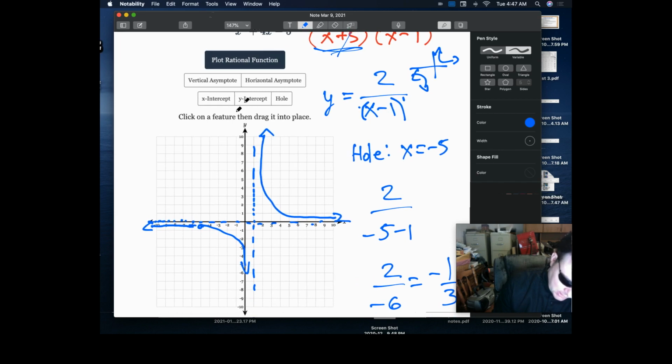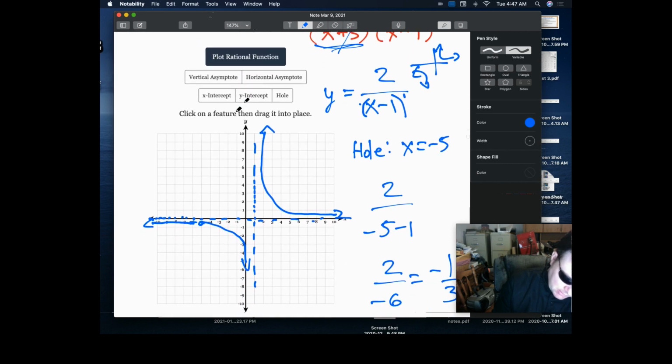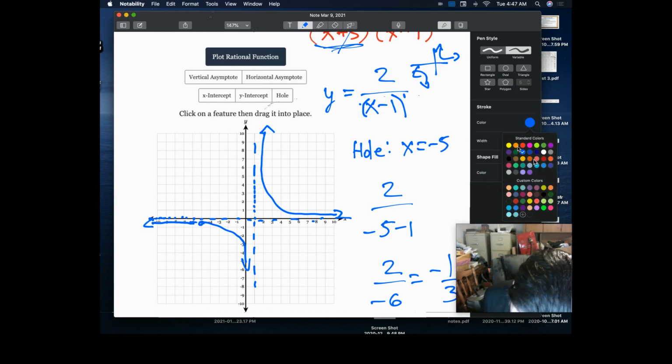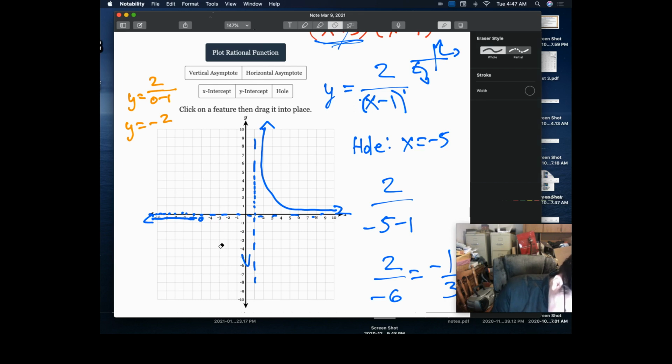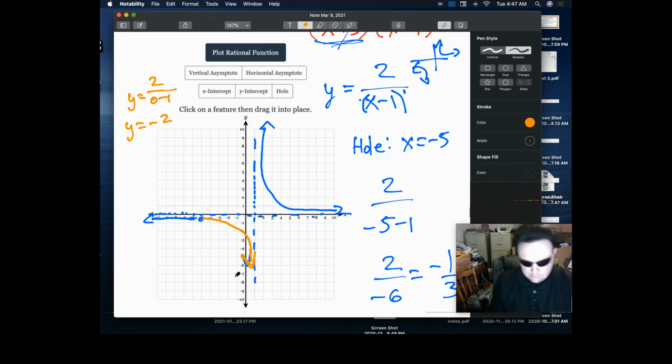The y-intercept. Well, we can find the y-intercept, right? The y-intercept is when x is equal to 0. So let's change the color. All right, so when x is equal to 0, I'm just going to put this here. And this is going to become -2. So 0, -2. Maybe I should make that a little better because we know it's going to cross 0, -2.